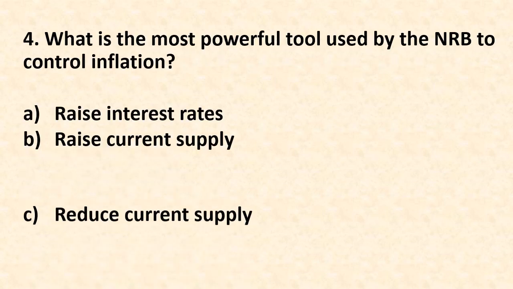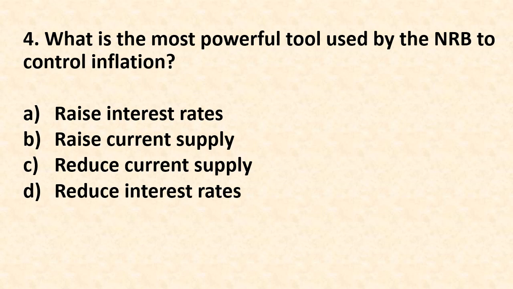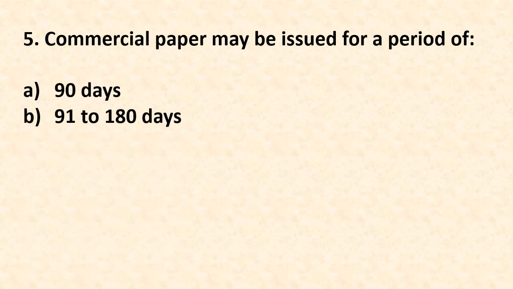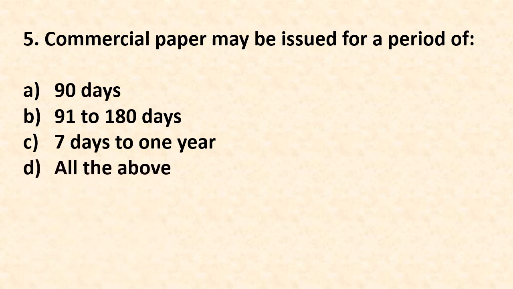Question number 4. What is the most powerful tool used by the Nepal Rashtra Bank to control inflation? Options are raise interest rates, raise currency supply, reduce currency supply, and reduce interest rates. The correct answer is option A, raise interest rates. Number 5. Commercial paper may be issued for a period of: options are 90 days, 91 to 180 days, 7 days to 1 year, and all the above. The correct answer is option C, 7 days to 1 year.